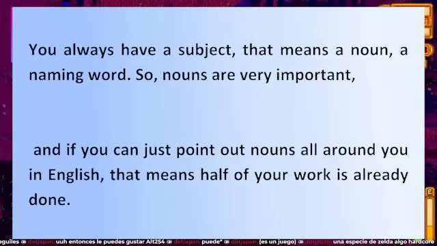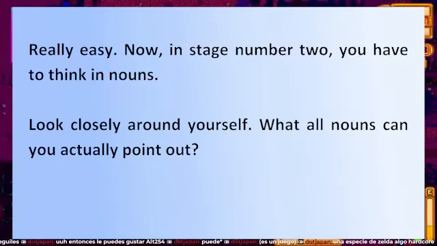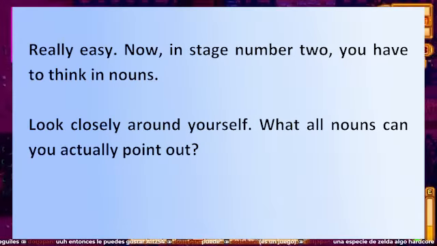So nouns are very important, and if you can just point out nouns all around you in English, that means half of your work is already done. Because you have already thought in verbs, the actions which are going on around, that means the next steps, which we are going to come to, stage number 3 and 4, are going to be really easy for you. Really easy. Now, in stage number 2, you have to think in nouns.